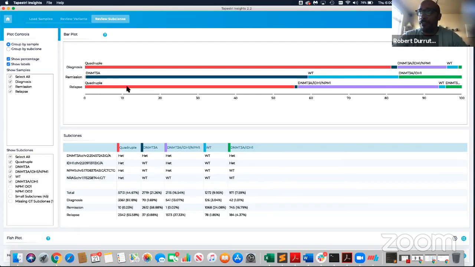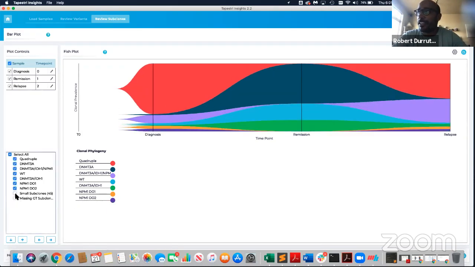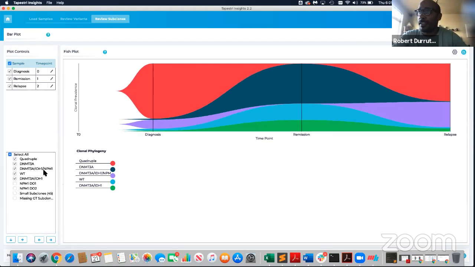Because you have multiple samples loaded, I always recommend making use of the fish plot, which you can expand here, because it shows the dynamic changes of your clones over time more dynamically. So again, I'm just deselecting the clones that I don't want to include in my report that I ultimately export. And so at the end of the day, you only end up with the 1, 2, 3, 4, 5 high quality clones that you detected to be relevant for your disease.